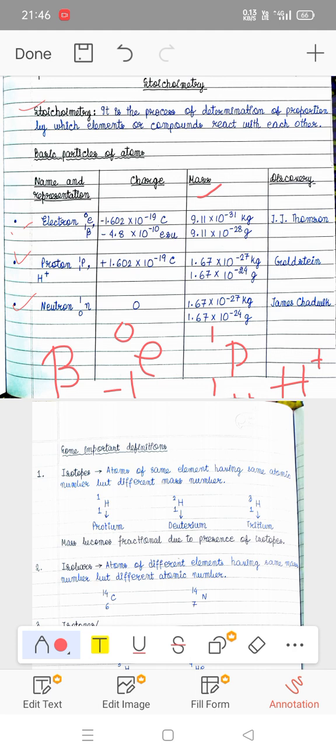What is the charge of proton? Plus 1.602 into 10 to the power minus 19 coulomb. What is the mass? 1.67 into 10 to the power minus 27 kg, or 1.67 into 10 to the power minus 24 gram. Next is neutron. Charge is 0. Mass is 1.67 into 10 to the power minus 27 kg, or we can also write 1.67 into 10 to the power minus 24 gram. Who discovered neutron? James Chadwick.